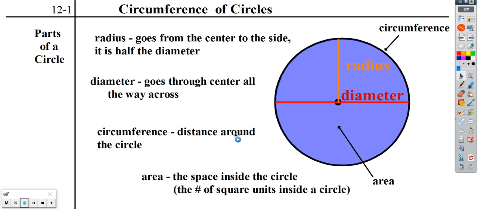And then the area of a circle is the space that is inside the circle. That's all of this purple color. But more specifically, the area is the number of square units that would fit inside of this circle.